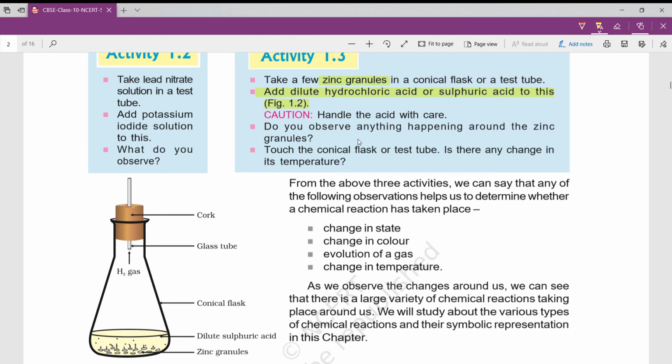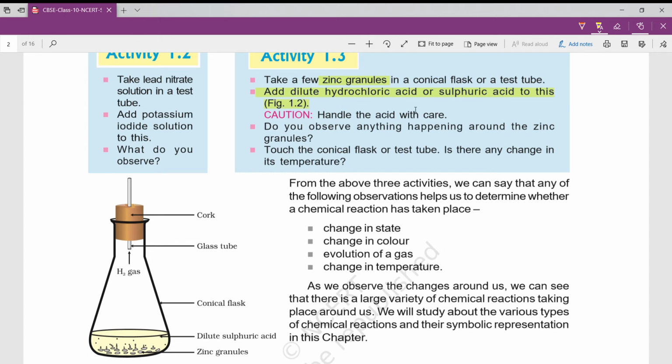The other example is taking zinc granules in a conical flask and adding dilute hydrochloric acid or sulfuric acid, that is, a minute quantity of acid added to zinc granules. What happens? As it is an acid, it is going to burn the zinc granules to a certain extent. We are taking dilute acid, so it will not completely burn them. What happens in this? Either we may see a color change, state change or temperature change.